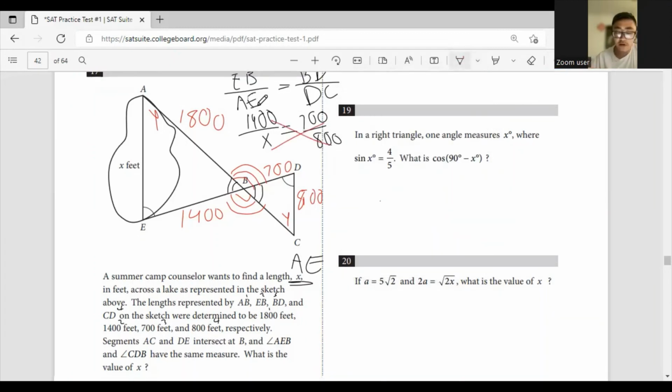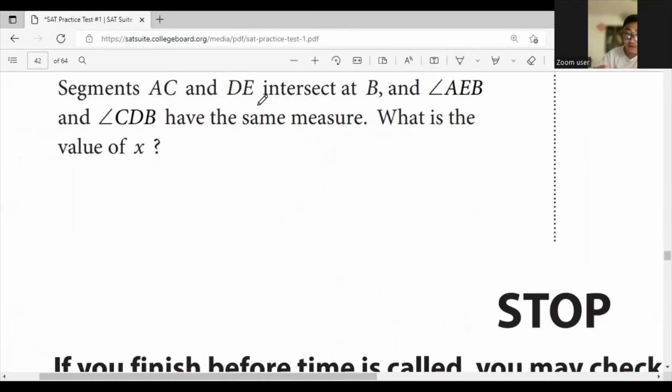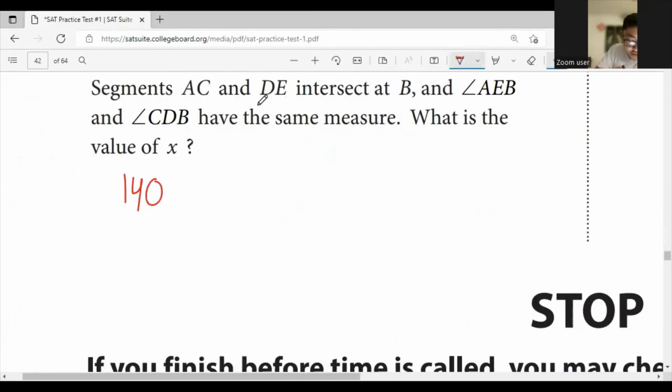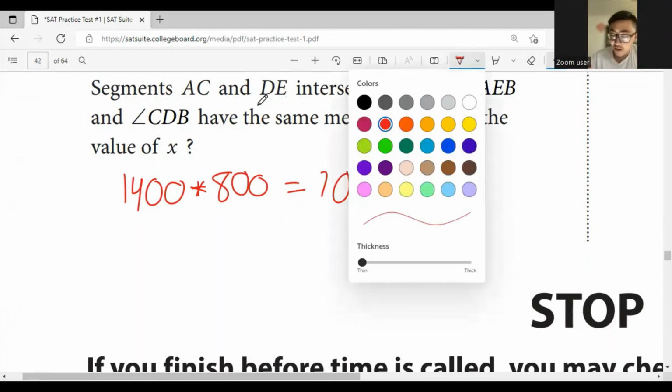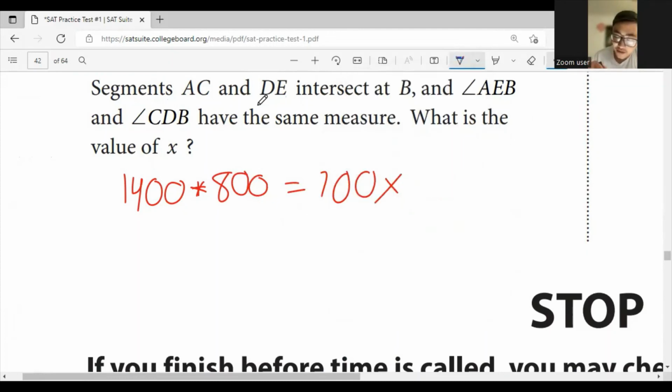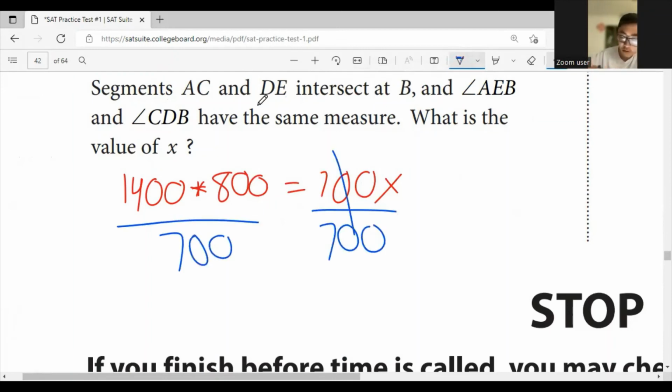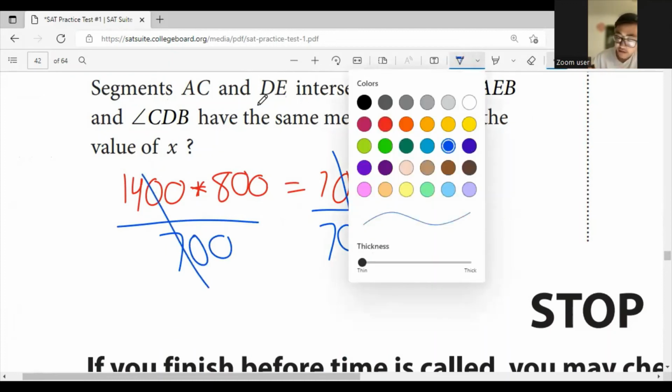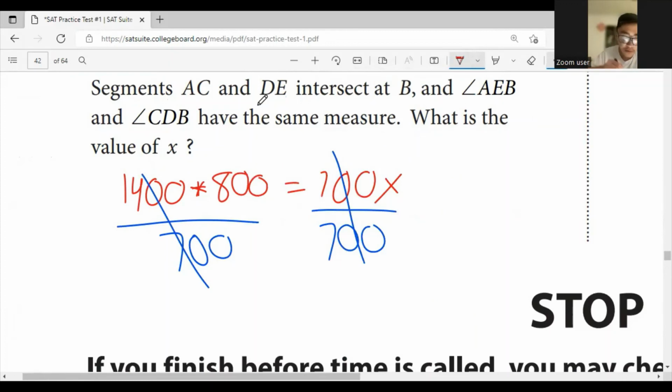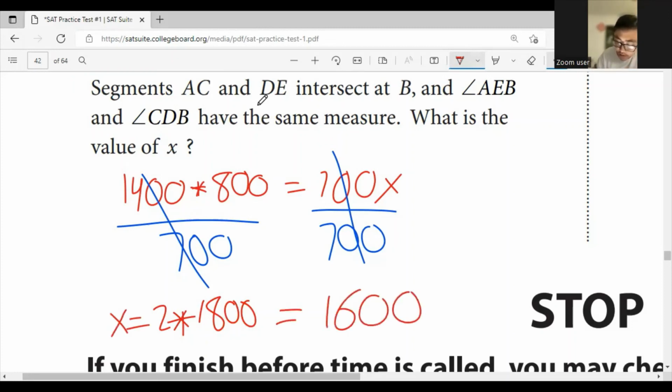So I'm going to continue my work down here. So 1400 times 800 equals 700x. Now I could multiply these together, but I see something good that I can do, and it's no calculator, so I don't want to do that to myself. So I can divide by 700 on both sides. And of course, these cancel out, not exactly, but it's a 2-to-1 ratio. So this will be actually 2 times 800. So X equals 2 times 800, which is equal to 1600. That's your final answer.